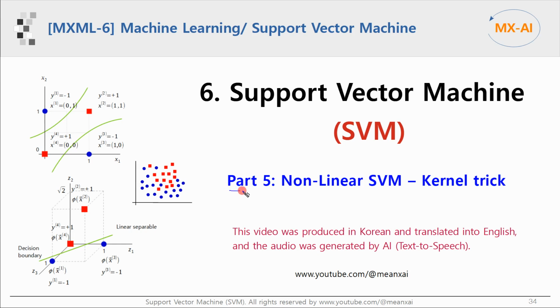This is part 5 of a series on the support vector machine. In this video, we will look at the nonlinear SVM. The data points distributed like this are difficult to separate linearly. Instead, it makes sense to separate them into a curve like this. Nonlinear SVM can determine this nonlinear decision boundary.